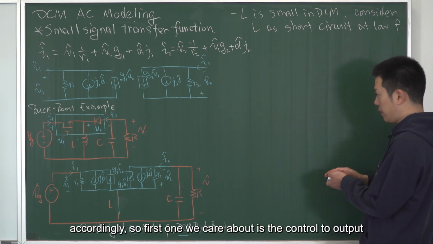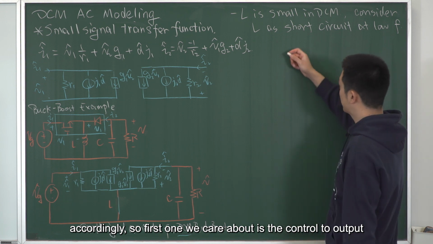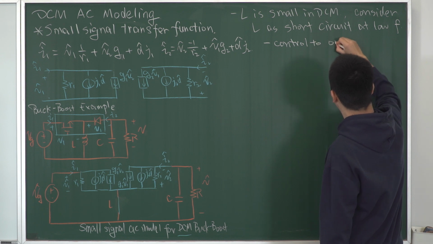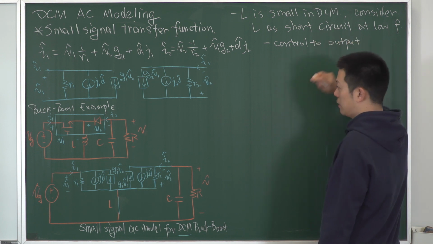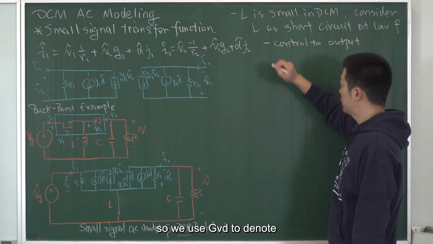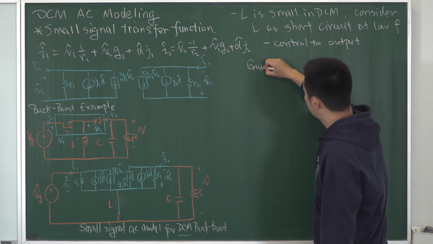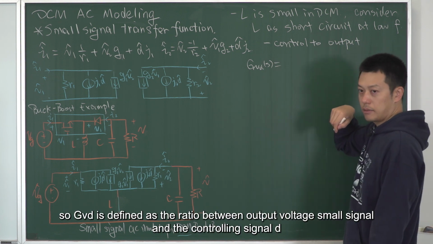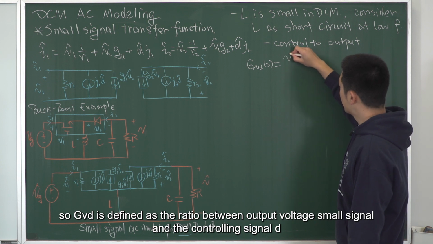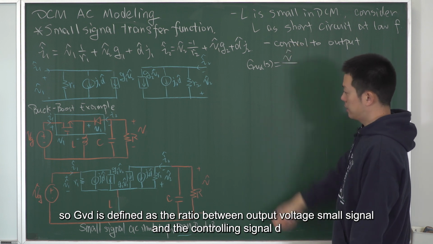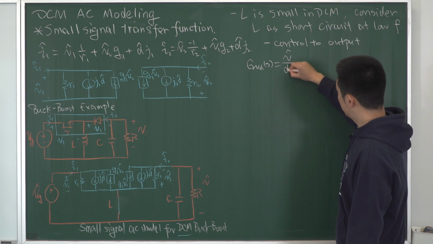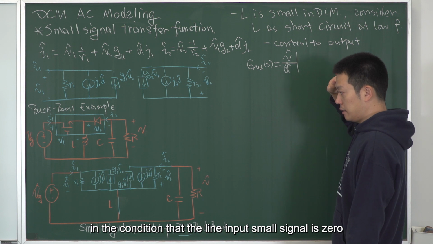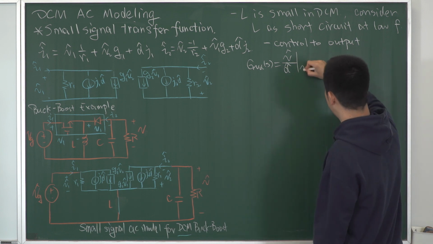So the first one we care about is the control to output. We use GVD to denote, in S domain, the ratio between the output voltage, small signal, and the controlling signal, D, in the condition that the line input small signal is 0.